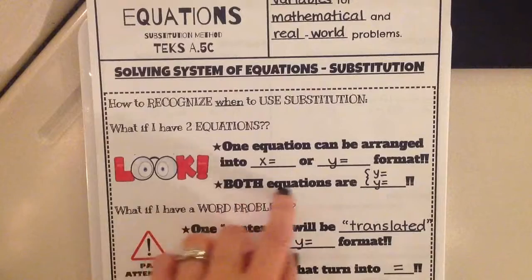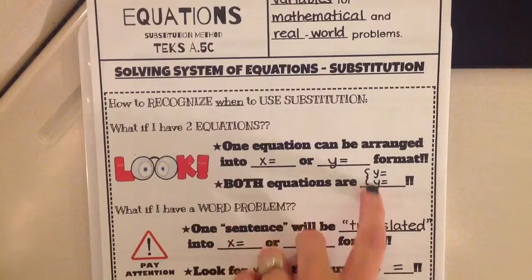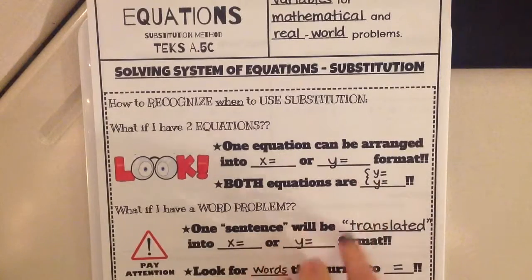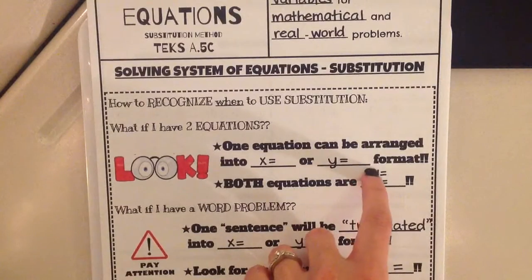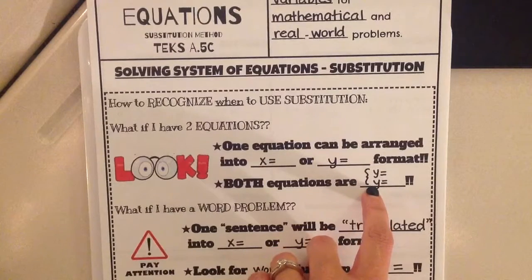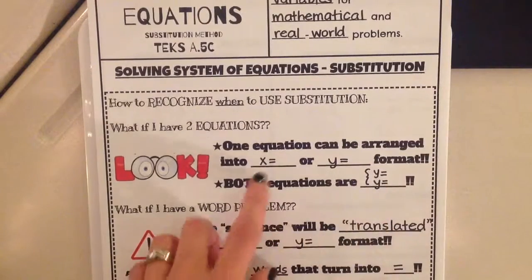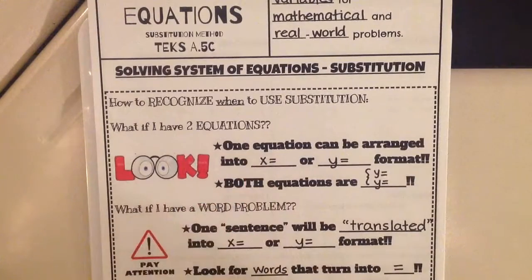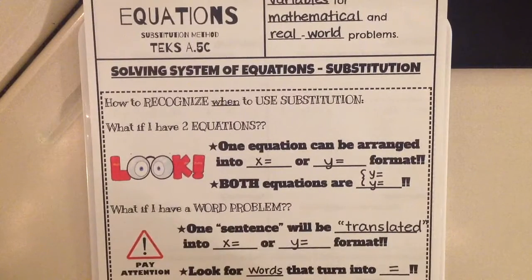Okay? You may also see that both equations are set to the same variable. So maybe you have a system where both equations are y equals, or a system where both equations are x equals. Now keep in mind, the variable that is by itself, that is what you're looking for. It does not have to be an x or a y variable, because your system may be using different variables based on the problem situation.